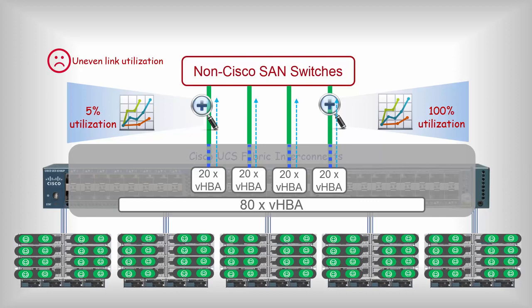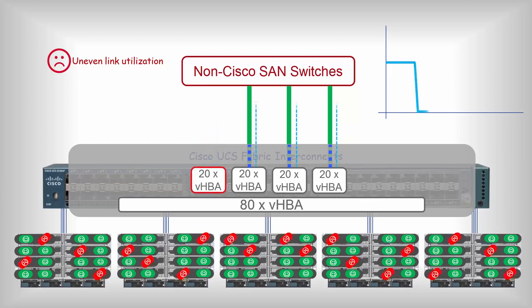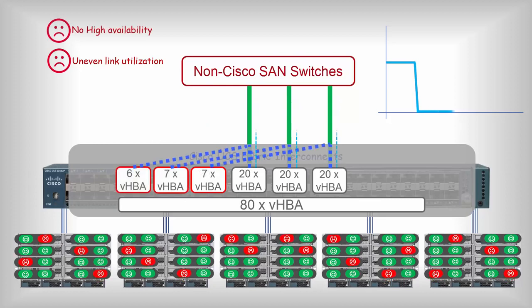Now what happens if one of the SAN uplinks fails? All the VHBAs pinned to that uplink will be logged out of the fabric and relog in using the remaining 3 uplinks. This would result in traffic drop for a couple of seconds for the 20 VMs that own the VHBAs pinned to the failed uplink. The story is not over yet.